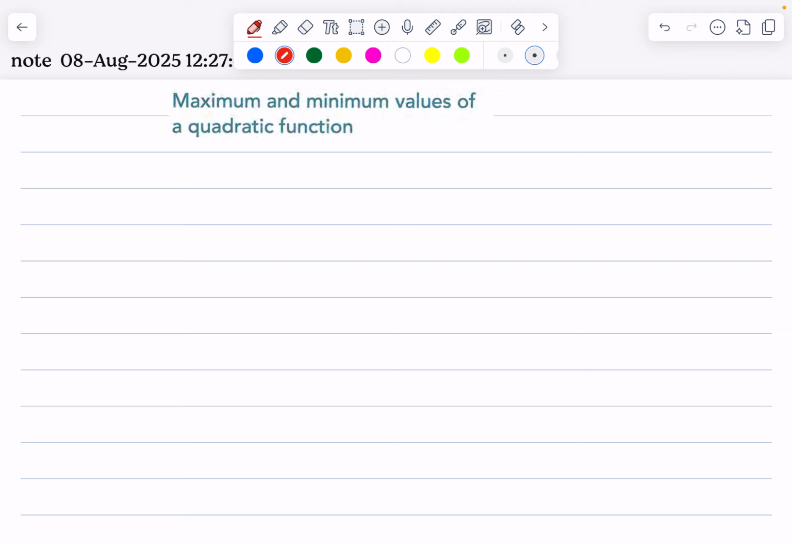This is about maximum and minimum values of a quadratic function. These maximum and minimum values can be found by the use of the completing the square method.